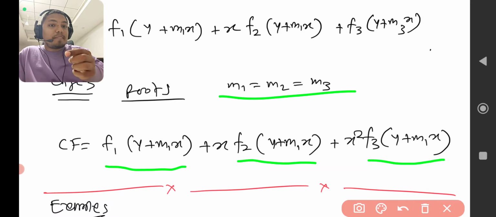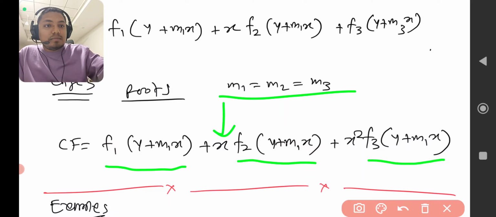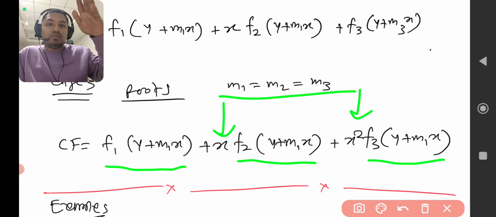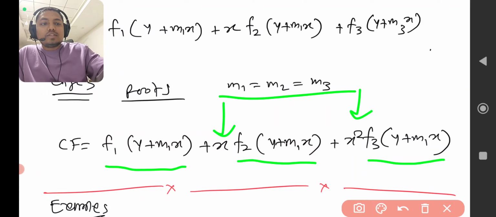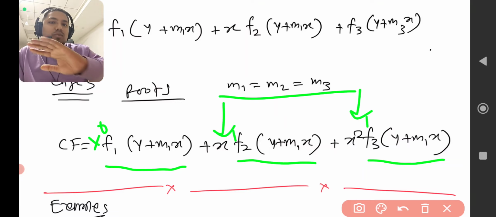But here what is extra? Multiply x here, multiply x here. This multiplication will tell you that all the roots are equal, right? So it's like here x power 1, here x power 2, and here x power 0. Anyway, don't go into that detail, just grab the idea.